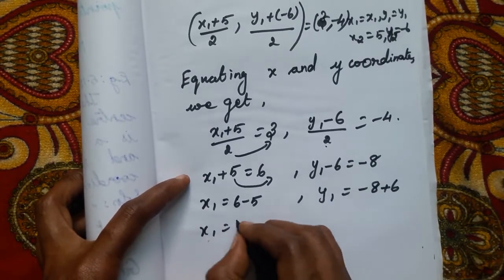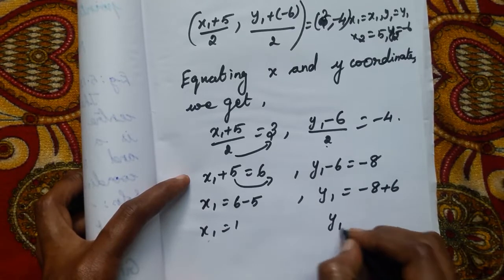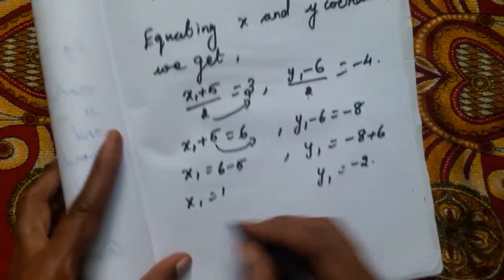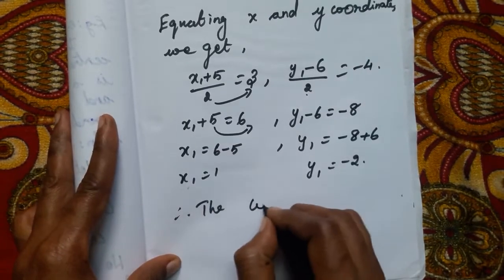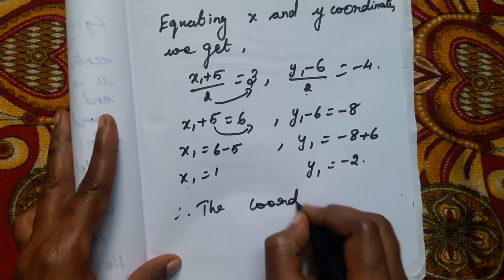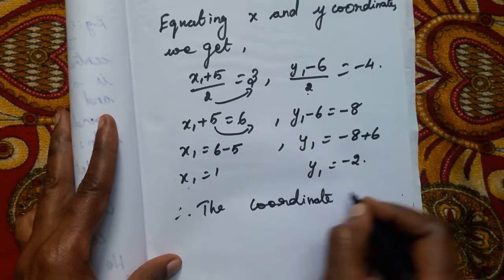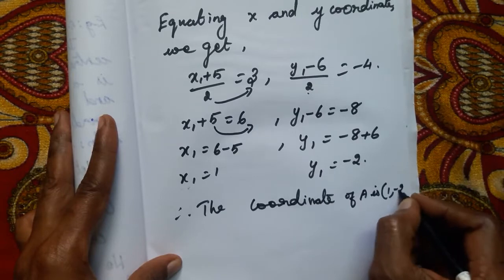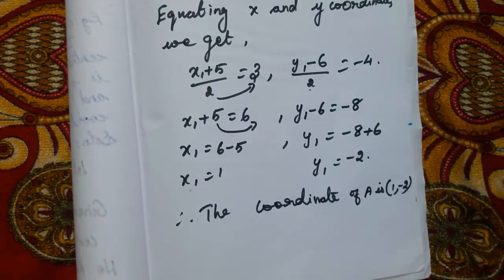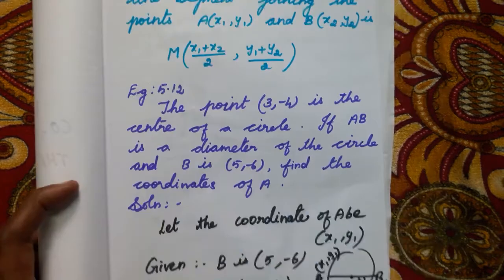So x1 is equal to 1, y1 is equal to minus 2. Therefore, the coordinate of A is 1 comma minus 2. Any doubt? Clear this? Once again, I am explaining this.